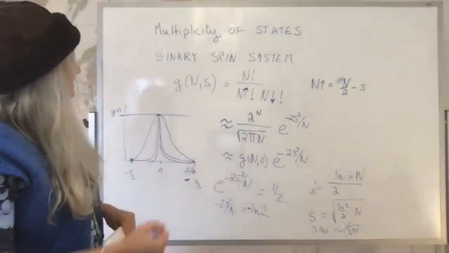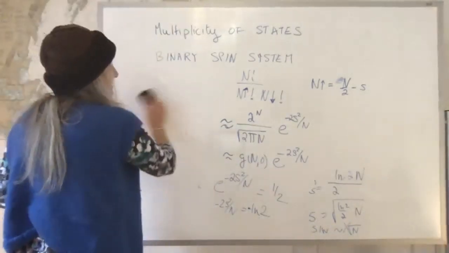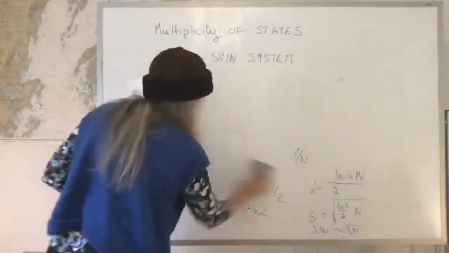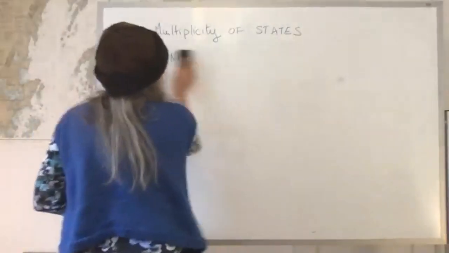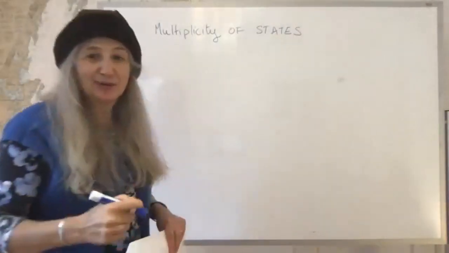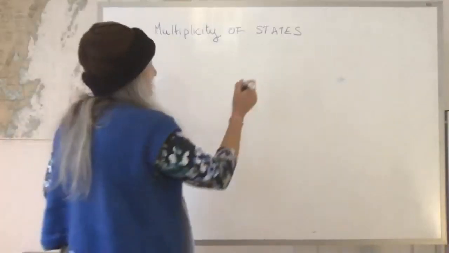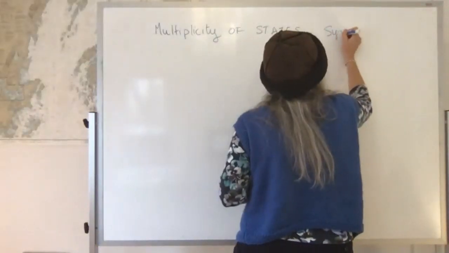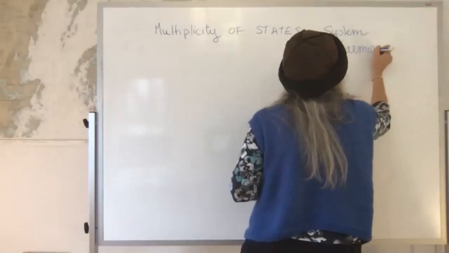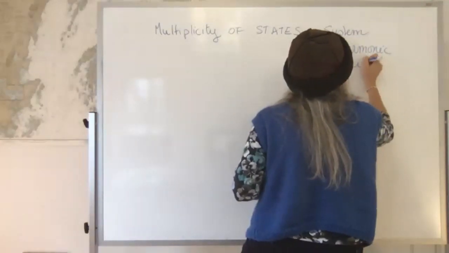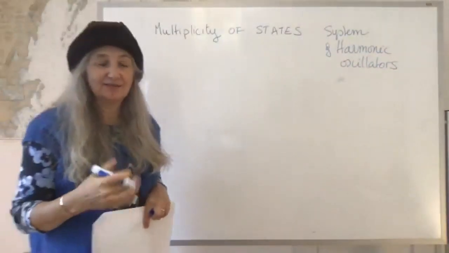Okay, so that's binary spin systems. So let's now talk about another type of system. And again, we're going to look at multiplicity of states. This time we'll talk about a system of harmonic oscillators. And these are quantum harmonic oscillators, so the energy levels are quantized.